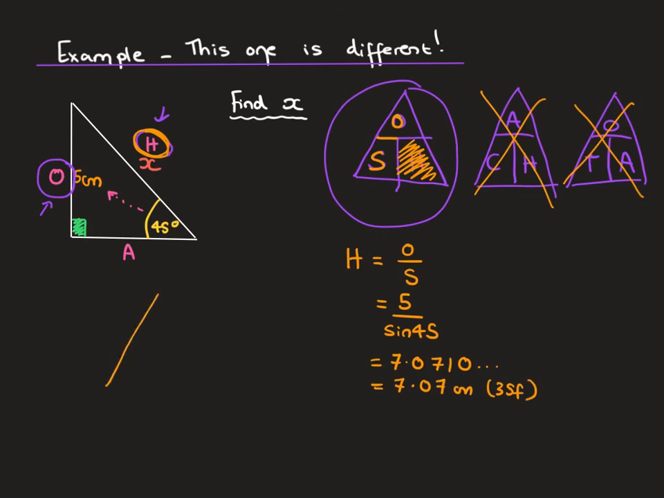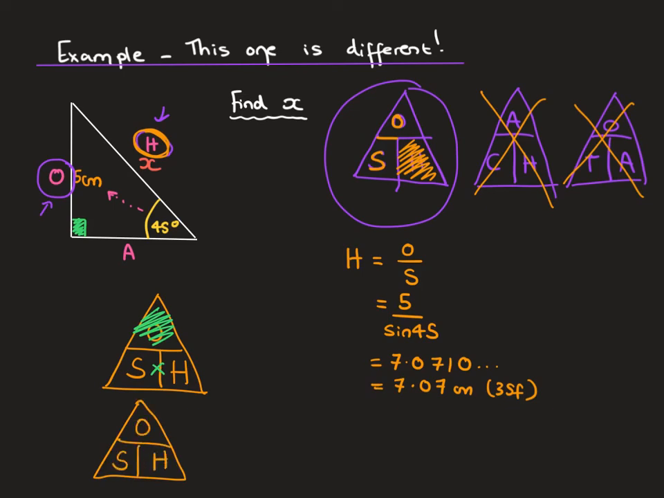It's all about what you cover up in your formula triangle. So for instance, if we're calculating O, we cover it up, it's S multiplied by H. If we were calculating H, however, and we cover it up, it's O divided by S. So how do you know whether to multiply or divide? You use your formula triangle carefully. Let's try another example just to make sure we've understood this fully.